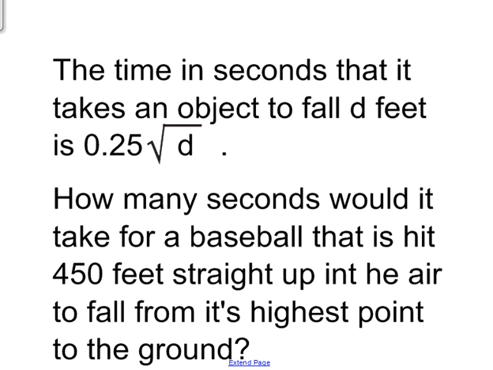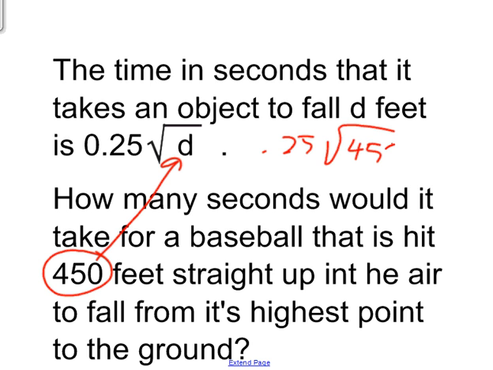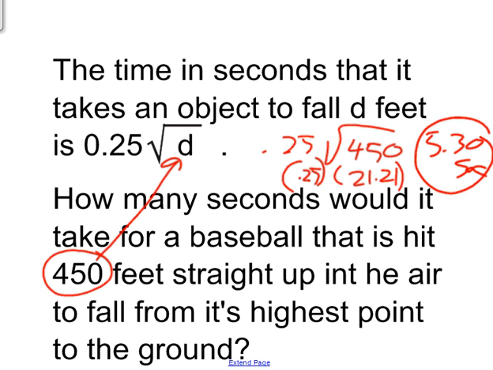Similar problem, but this time it's hit to a height of 450 feet. Well, I still plug the 450 feet in for d, so I've got 0.25 times the square root of 450. The square root of 450, according to my calculator, is 21.21. I'm going to take 21.21 times 0.25. And I get 5.30 seconds, or just over 5 seconds.